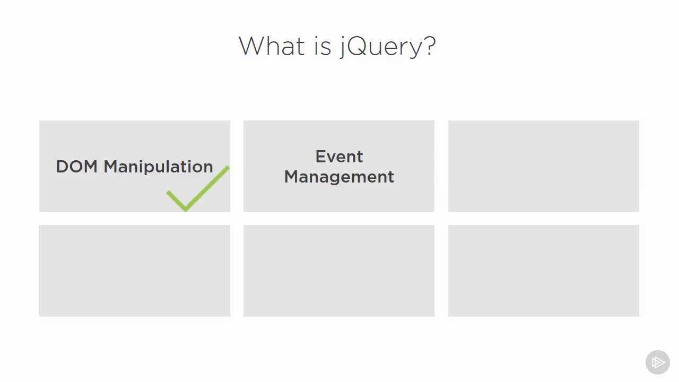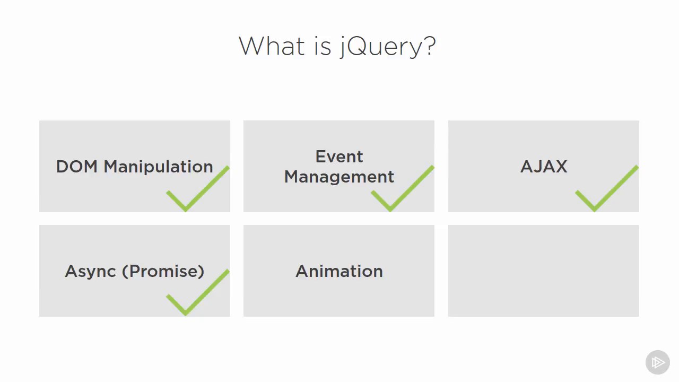Next, event management. We haven't looked at it specifically in this course, but Angular has that covered as well. Ajax, Angular has that too. Async, promises and observables, both covered when you include RxJS. Animation, check. And that leaves plugins. jQuery has a rich plugin ecosystem, whereas Angular doesn't.